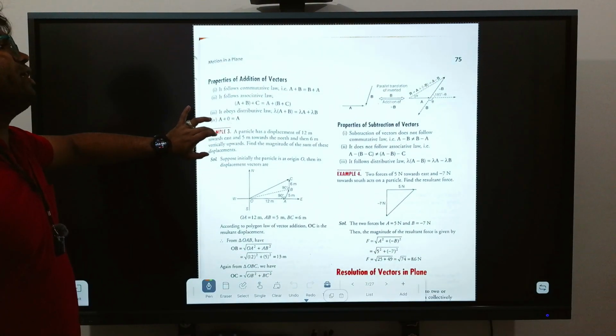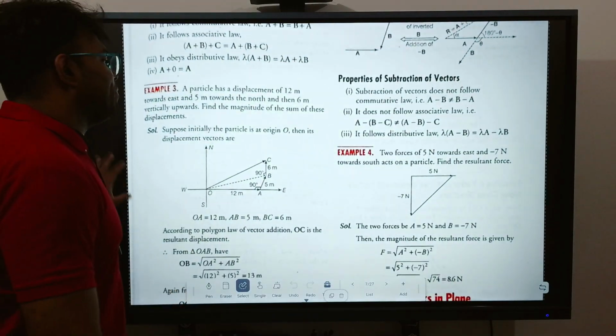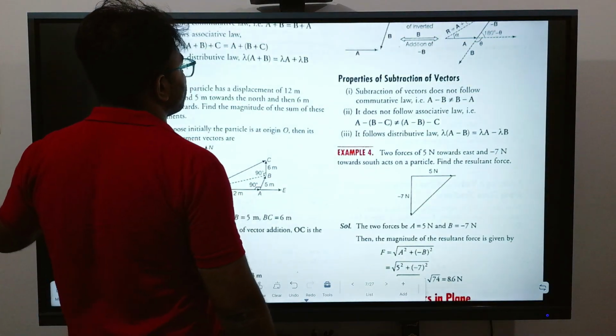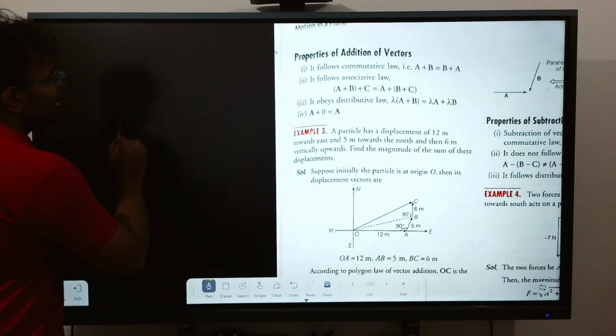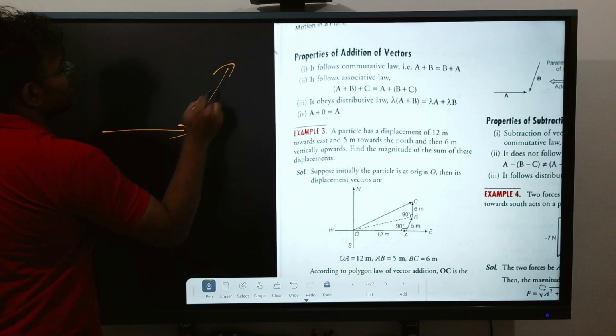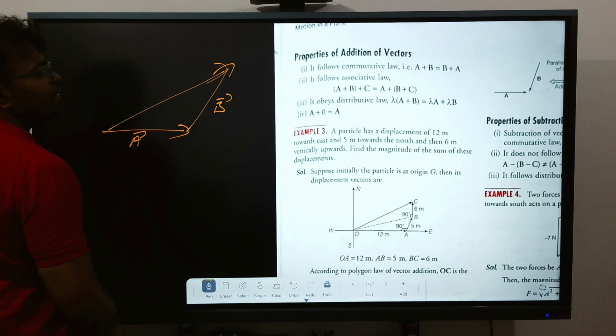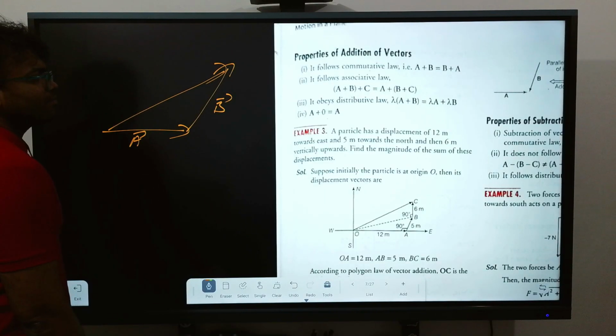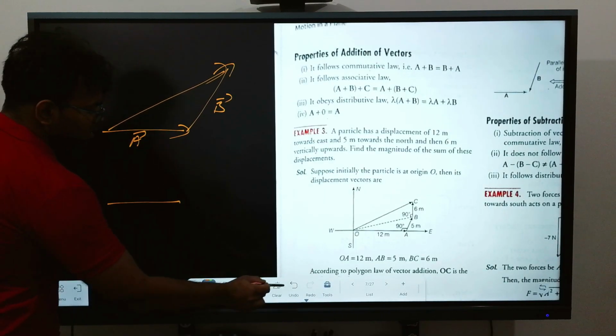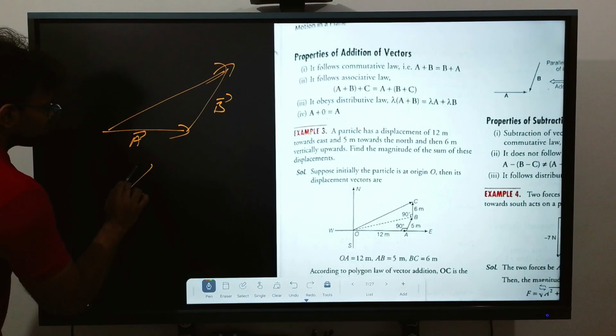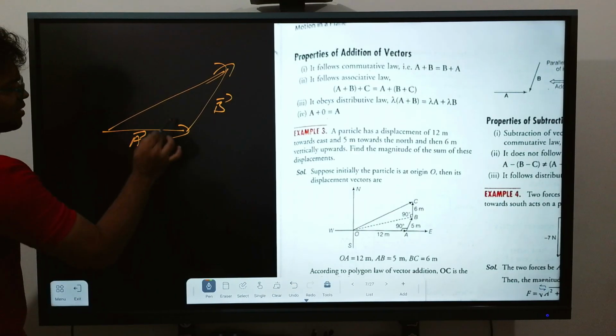They follow the commutative law. A plus B is B plus A. Okay, doesn't matter how you start. For example, look at this, Rupert. This is A, this is B. A vector plus B vector gives you the C vector. And look at this. This is the B vector. Okay, both of them are the same.